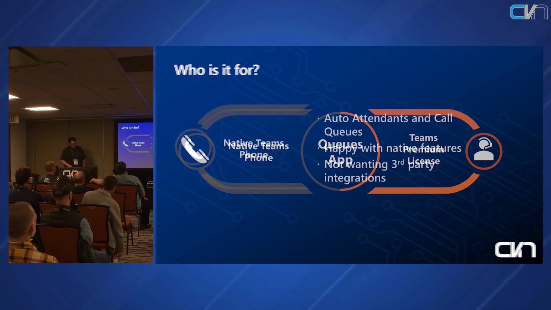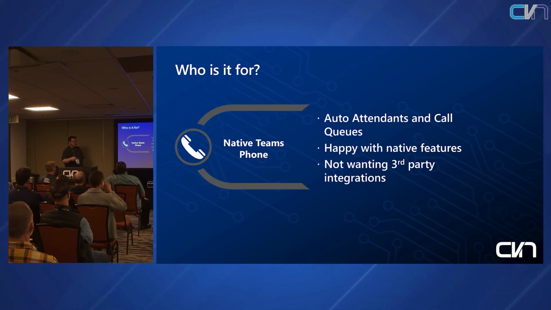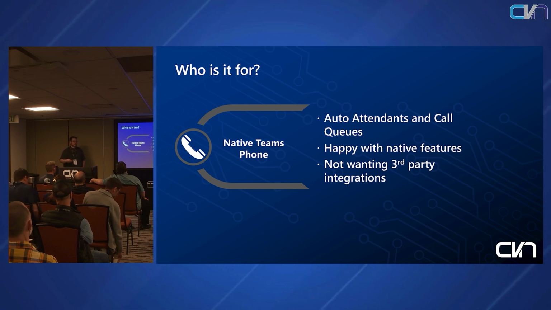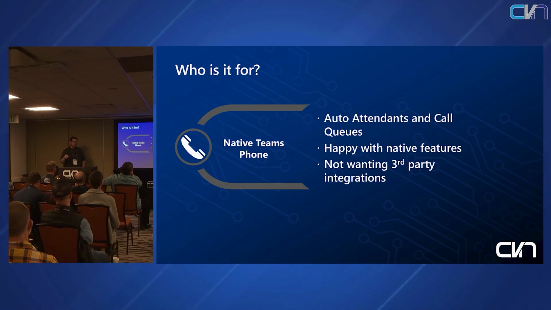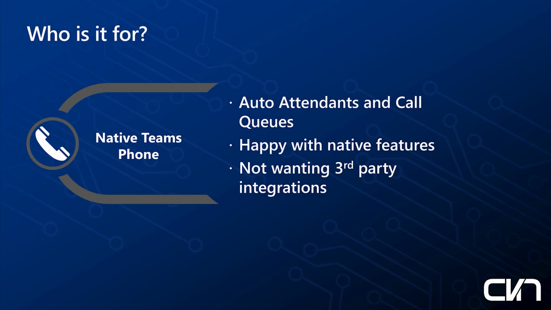But if you are using native Teams Phone, you're using those auto attendants and call queues to already build out your call flows, and you're happy with the features that come along with that, the routing capabilities, the time of day routing that you get from auto attendants, that sort of thing, then the Qs app is a good place for you to at least start looking. But also, if you're not looking for massively deep third-party integrations, so you just want something to be able to manage call flows or have a little bit extra out of your call queues, then it's a good place to start.